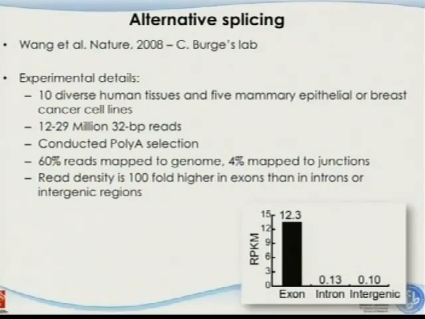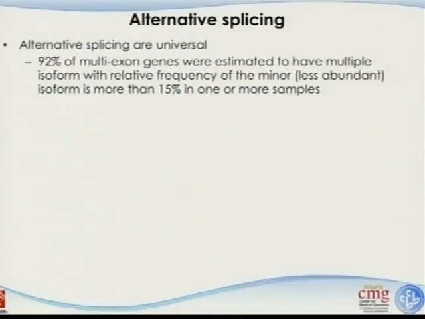They also found that read density is 100-fold higher in exons than in introns or intergenic regions. You can see in the exons, on average, it's 12.3 RPKM, but for the introns and the intergenic regions, it's much, much lower, okay? Which tells us that their experiment did pretty well.